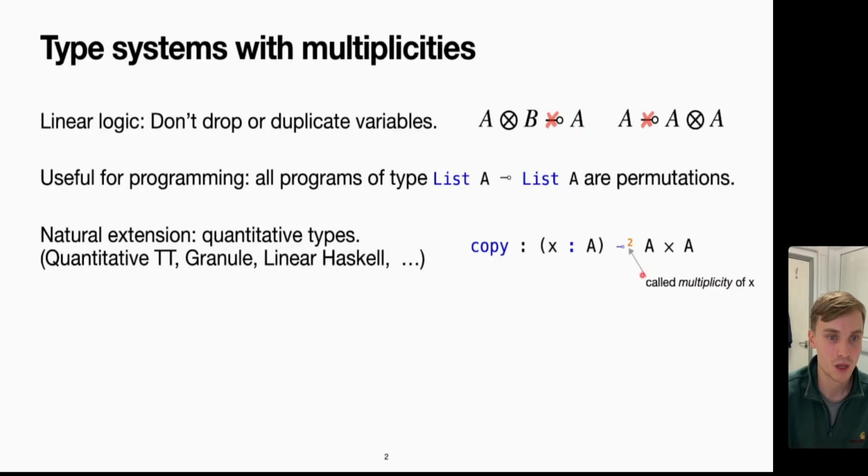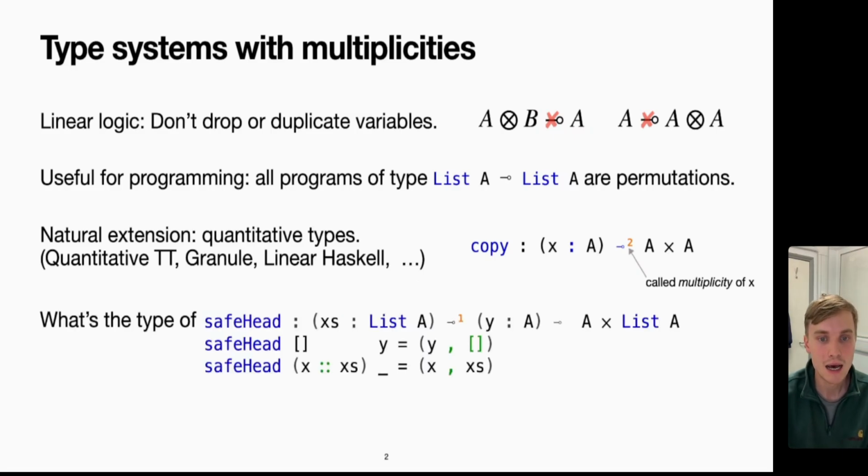So this has been a very fruitful idea that has been implemented in several different systems. Idris is one of them, based on quantitative type theory, and Granule and Linear Haskell. So that's quite neat because it gives us specifications for free. There's a catch, however, because quite often it's not possible to determine a static multiplicity.